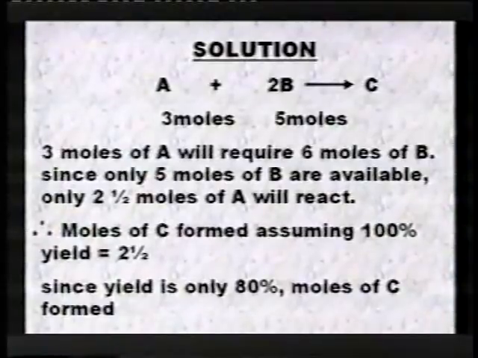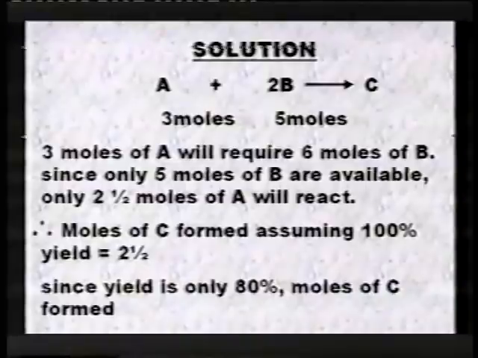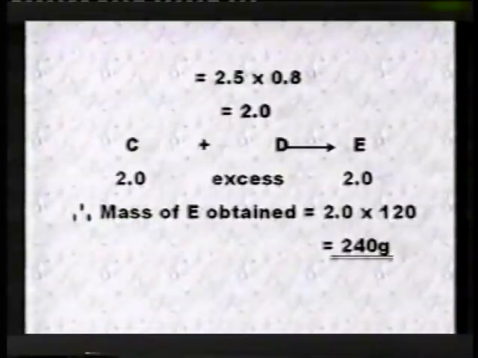Contestants, thank you for your solutions. Let's go through what I have. We said one mole of A will react with two moles of B to give C. In this problem, we were given 3 moles of A and 5 moles of B. 3 moles of A will require 6 moles of B. Since only 5 moles of B are available, only 2.5 moles of A will react. Therefore, the moles of C formed, assuming 100% yield, will be 2.5. Since yield is only 80%, moles of C formed will be 2.5 times 0.8, and that is 2.0.